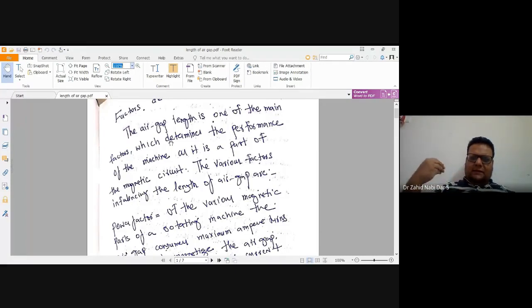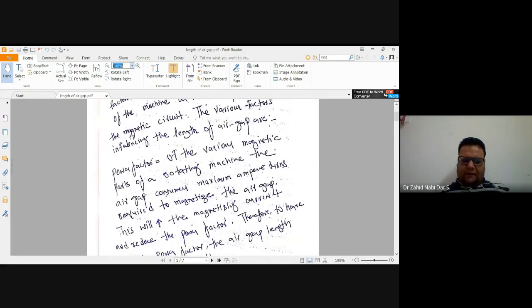So the air gap length is the main factor which determines the performance of the machine, as it is part of the magnetic circuit. The number one factor influencing the length of the air gap is the power factor. There are various rotating parts in the machine, and the air gap consumes maximum ampere turns, that is, MMF, required to magnetize the air gap.